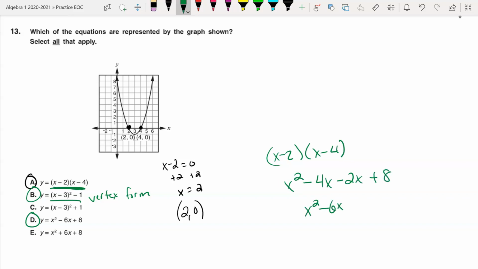You get this, which is the same thing as D. So A, B, and D all work for this equation. E doesn't because it's a plus 6x instead of a minus 6x.